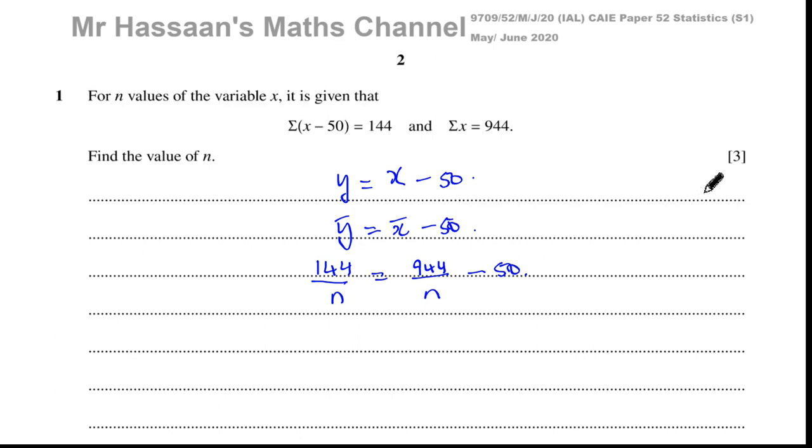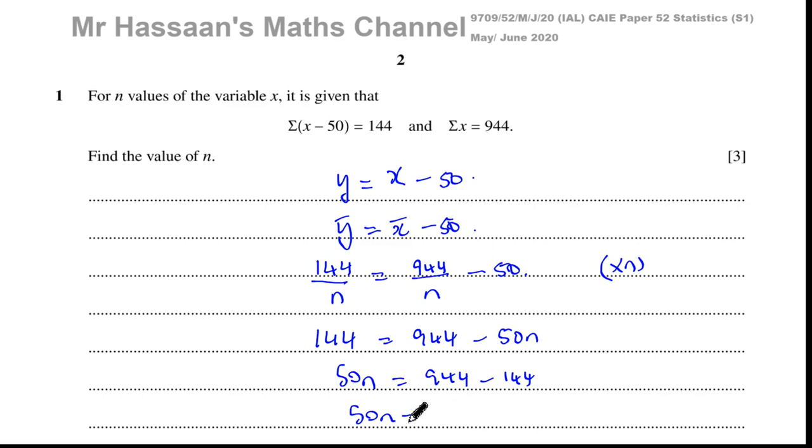Right, so it's not a very difficult question. It's just worth 3 marks, but you have to understand what coding is. So to get rid of the n, we can multiply both sides by n. If we multiply both sides by n, we'll end up with 144 equals 944 minus 50 times n. So if we add 50n to both sides, 50n equals 944 take away 144. So 50n is equal to 800.